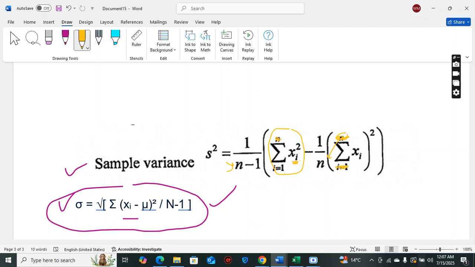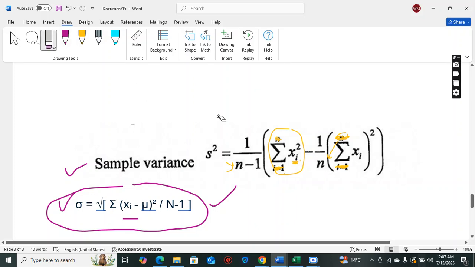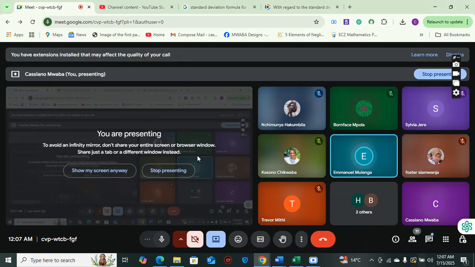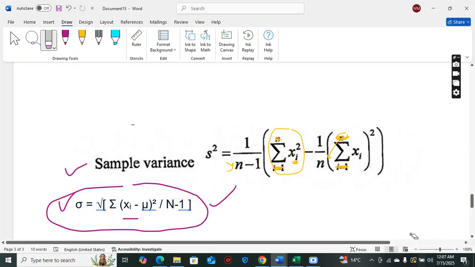But maybe to get extra marks, if you want extra marks, if your CA is bad, you have a CA of 15 or 10, I would advise you to put those extras.